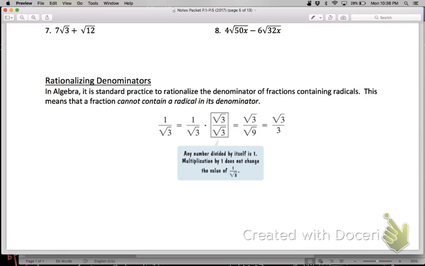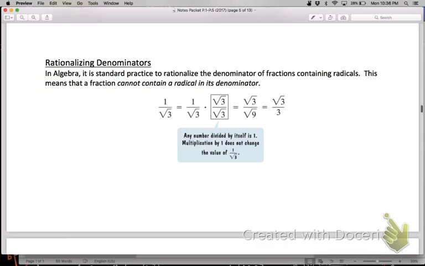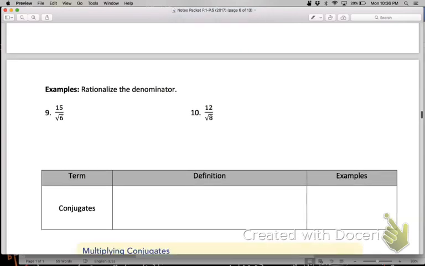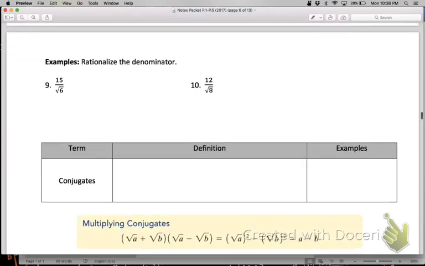And the way that we fix that is to multiply by some form of 1 that is going to help to eliminate my square root. And the easiest way here for these problems is just to multiply by the square root that you have. So for example, 15 over the square root of 6, I'm going to multiply by the square root of 6 over the square root of 6. And so that gives me 15 root 6.